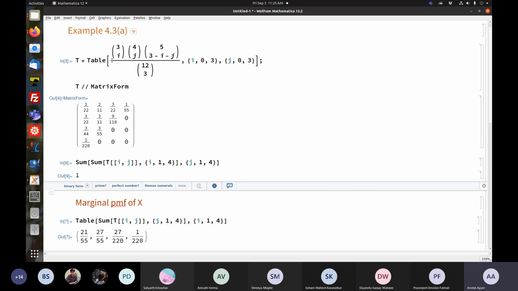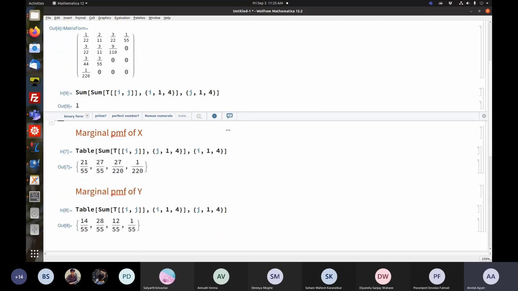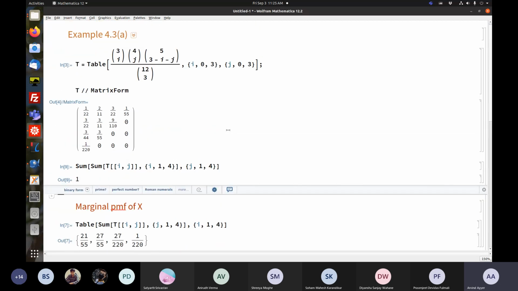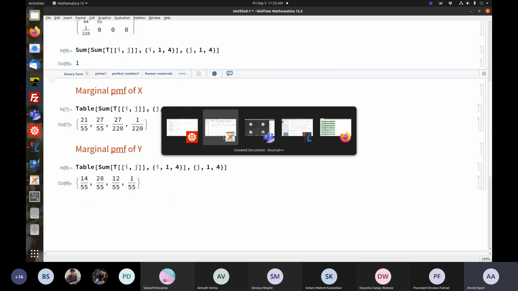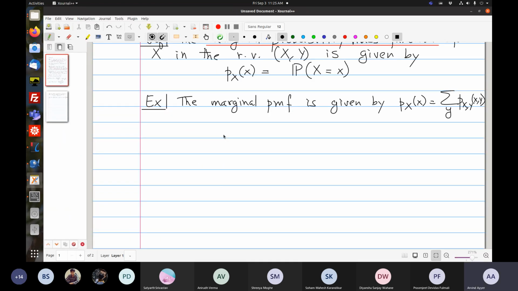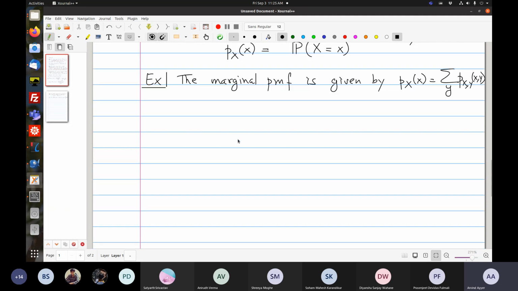Just to forewarn you, this kind of distribution has a name, and it will occur. This will be one of the examples we will see later. Any questions about this example? Okay. So that's good. We saw one example of a joint discrete random variable.